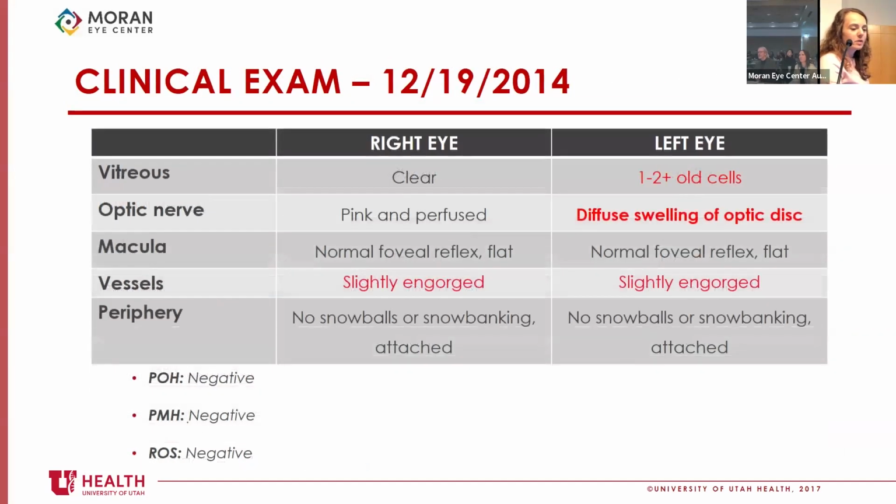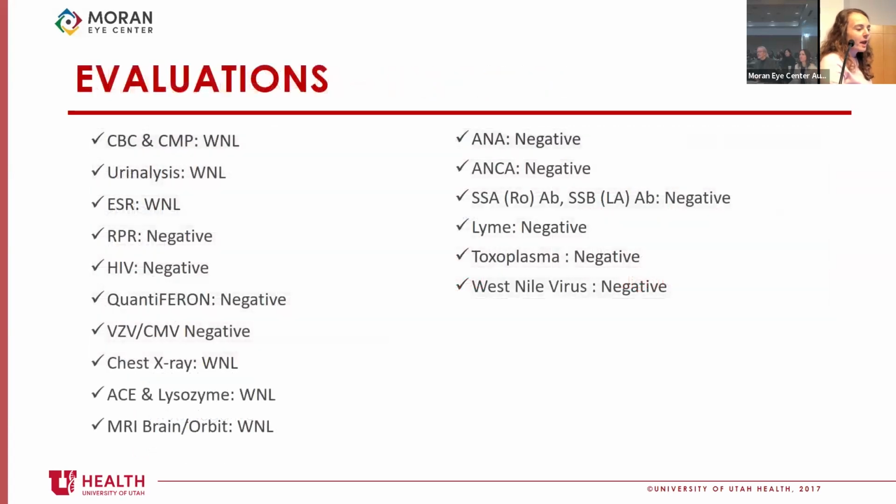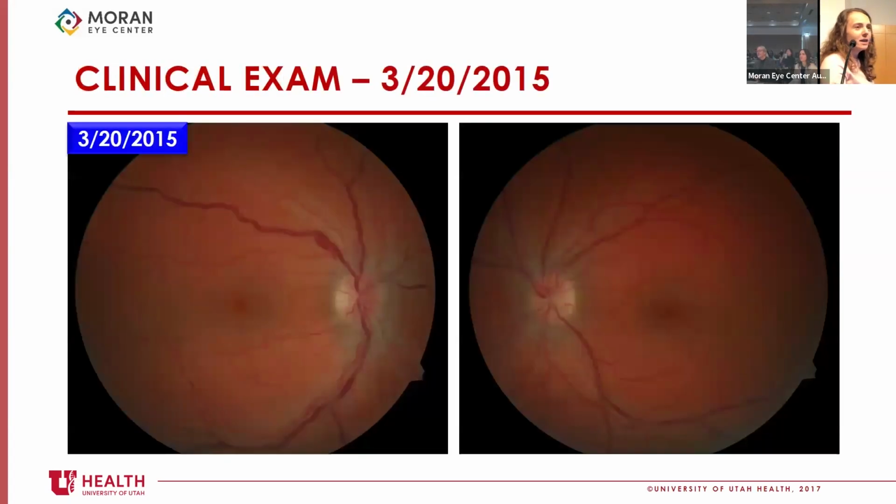AC was quiet. There was only 1 to 2 plus old vitreous cells in the left eye. Past ocular and medical history, as well as the review of systems, were negative. And extensive workup, including infectious and non-infectious etiologies, came back negative for most of the etiologies. And he was followed at that time without any treatment.